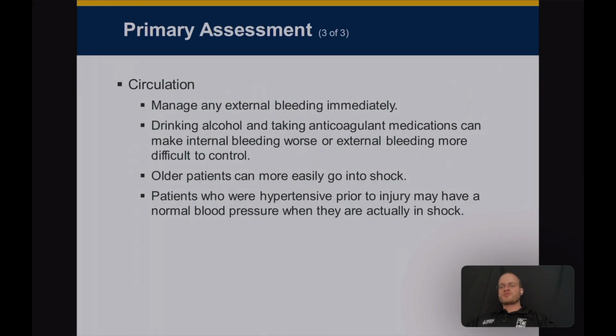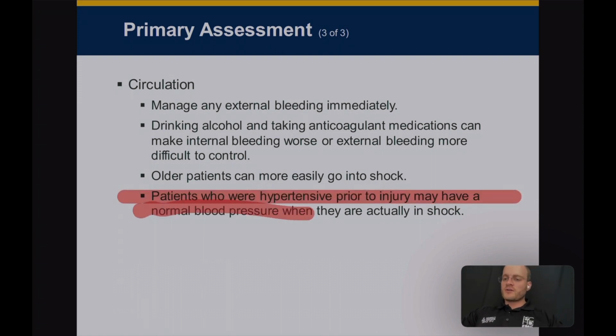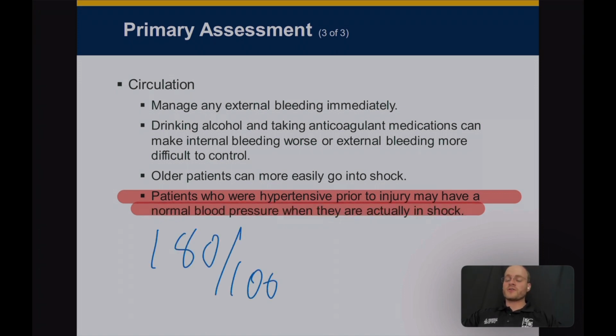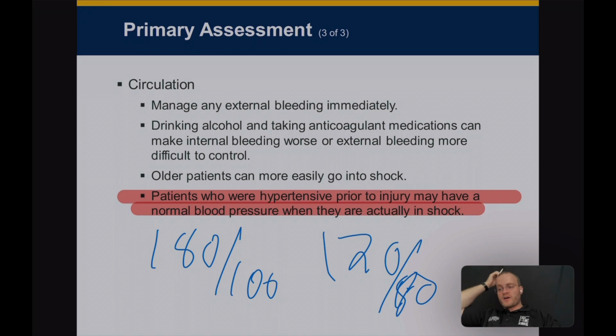Circulation, control external bleeding. Patients who are hypertensive prior to injury may have a normal pressure when they're actually going into shock. This is a very, very, very, very important concept. Let's say grandma refuses to take her blood pressure medicine, and her blood pressure is normally 180 over 100. But today, when you get there, it's 120 over 80. But she's been having vomiting and diarrhea for 4 days. And you're like, oh, cool, she's normotensive, right? This is where blood pressure is not a great tool because it can be very deceptive.